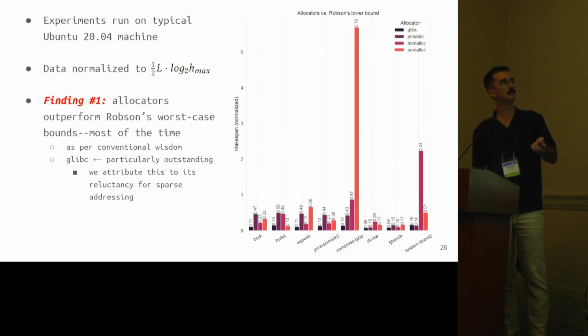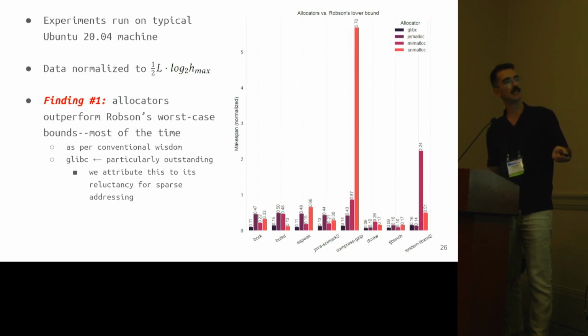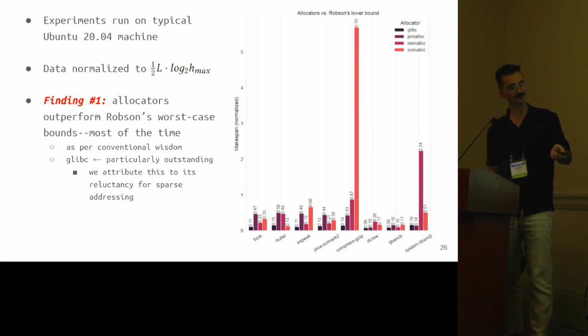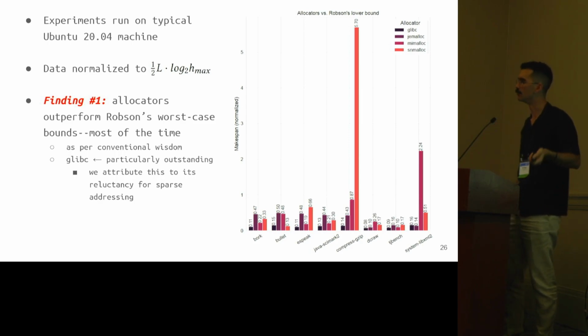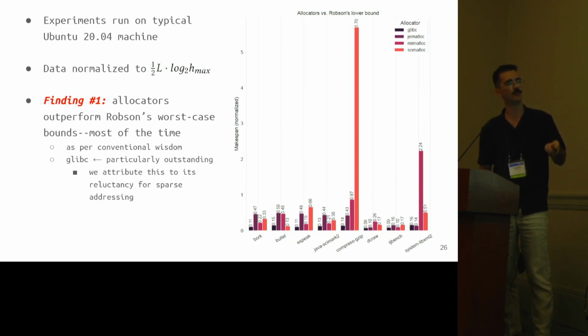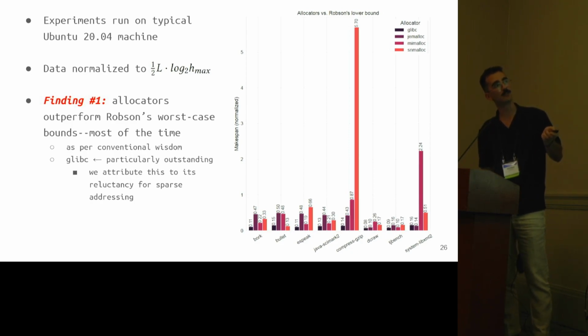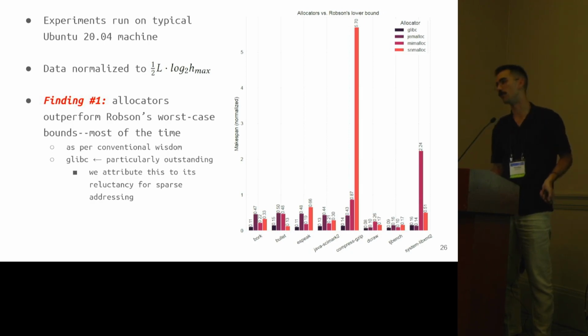About the results now, all of our results will have the form of bar graphs. We have on the horizontal axis 8 workloads we took from openbenchmarking.org. We were very adamant about staying on real applications. We ran our experiments on a typical Ubuntu 20.04 machine. And for this first bar graph, as promised, we see the makespan of the allocator placements for each of the benchmarks normalized to Robson's lower bound.